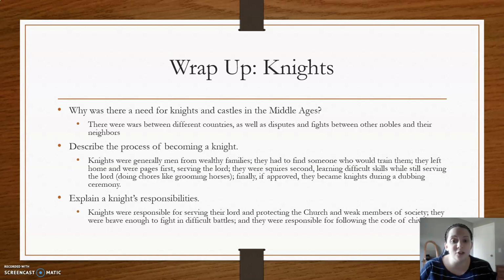So a knight's responsibility is to serve their lord, protect the church and weak members of society, and they have to be brave enough to fight battles and have to follow the code of chivalry.